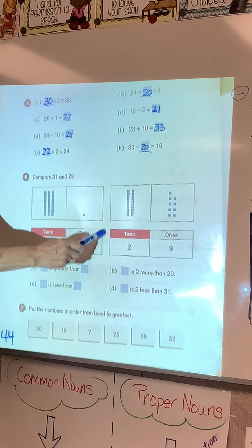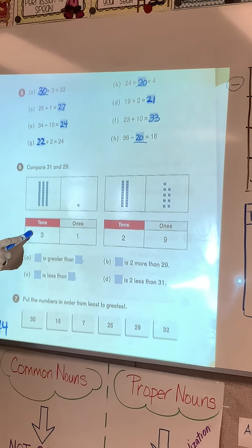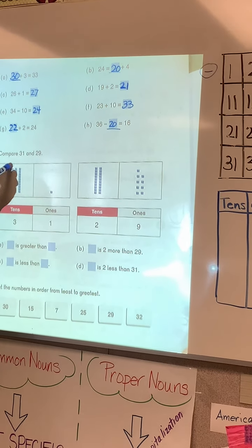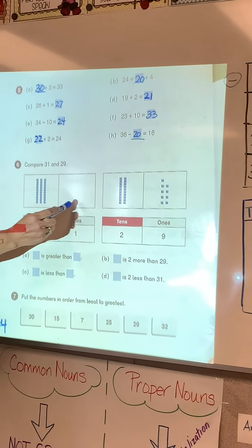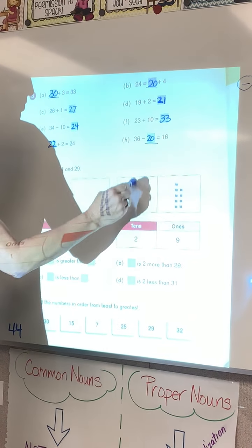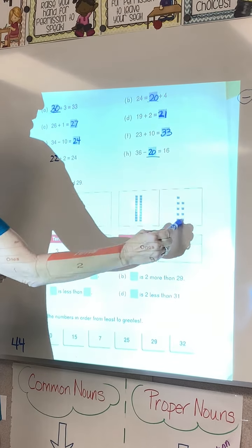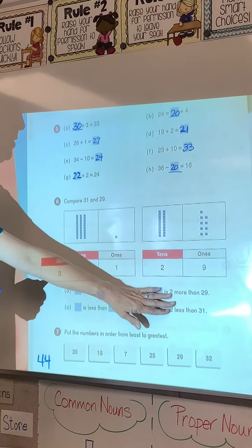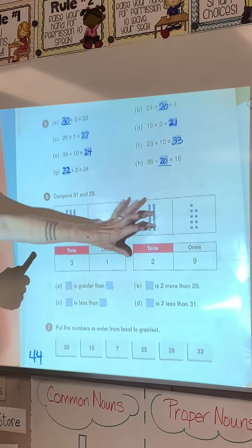Well, here's how they've represented 31. 3 10s and 1 1. 3 math cubes all linked together, 3 10s, 1 single 1. And here is 29. 2 10s and 9 1s. All right. And all of these questions pertain to these drawings here.